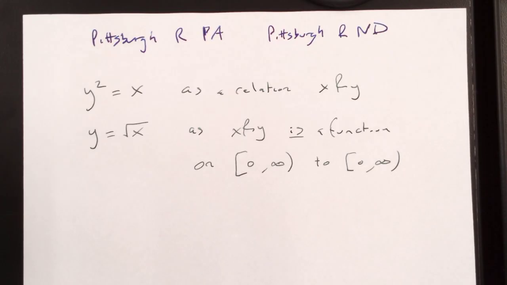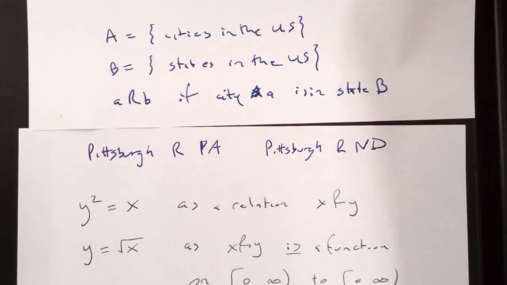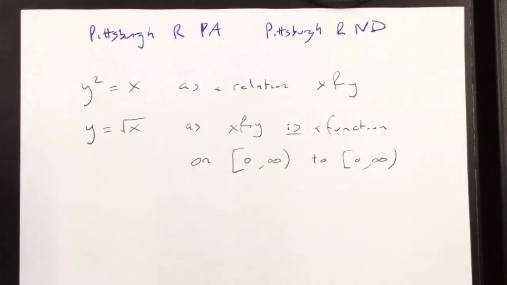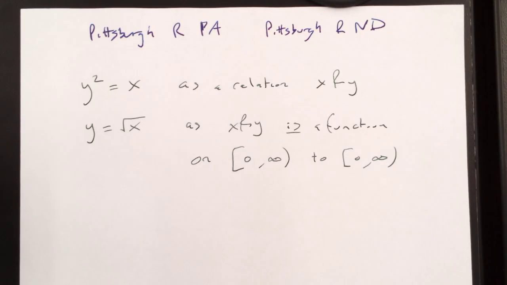But for functions like our city and state example, or in this case, relations like our city and state example, the vertical line test doesn't really make sense. That image doesn't fit. So I don't have a graph the way I think of it in cities and states.